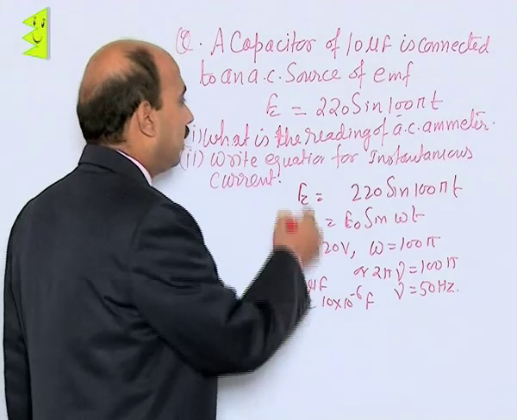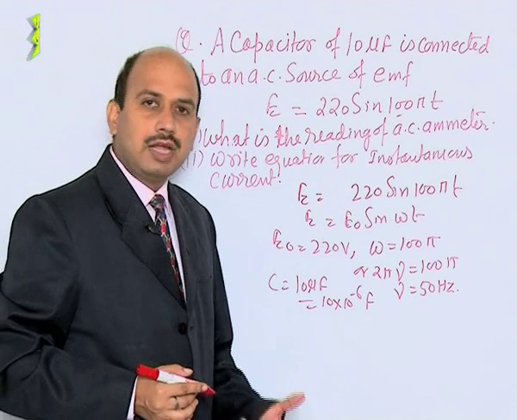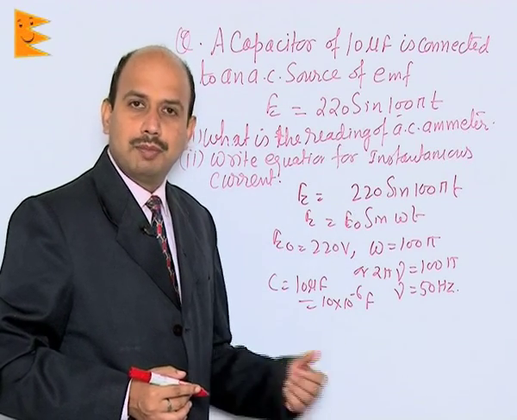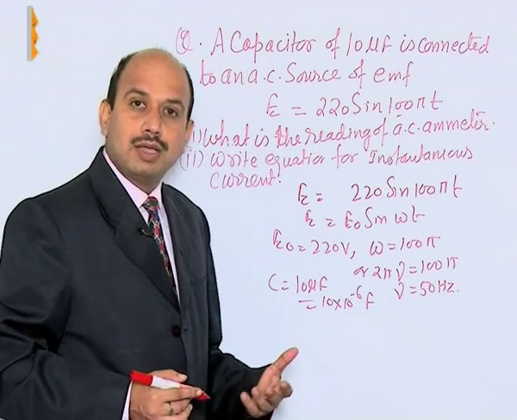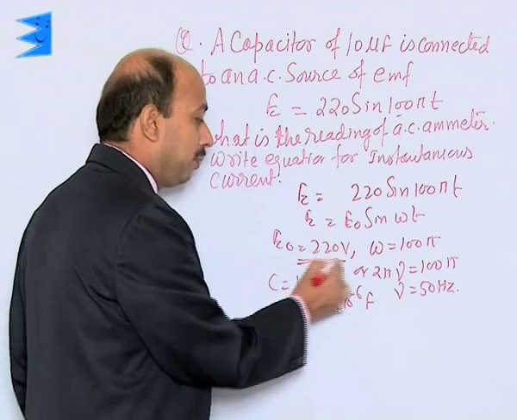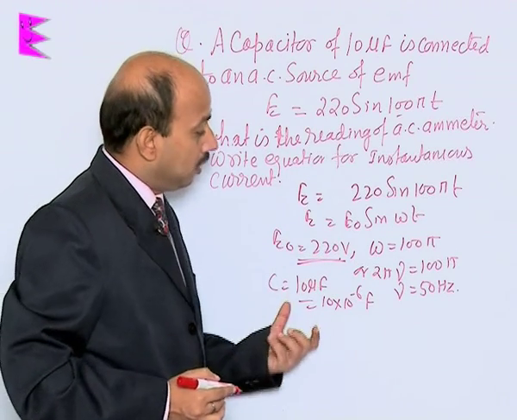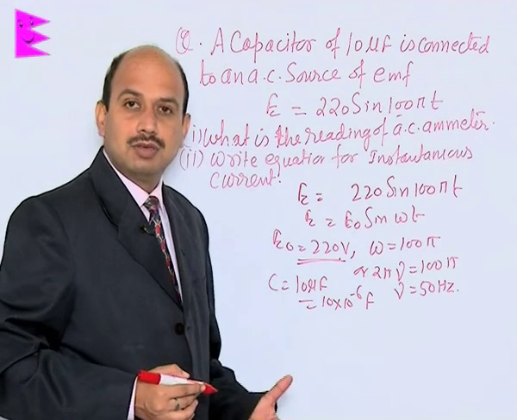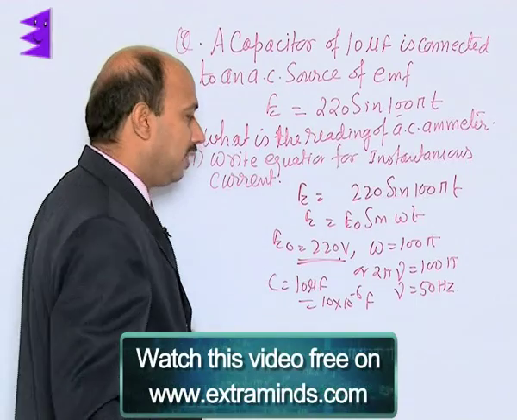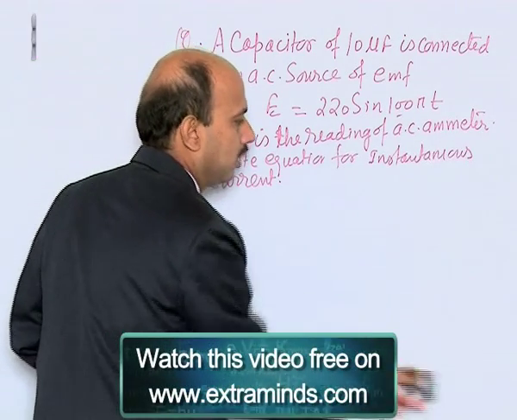Now, we have to calculate what is the reading of the AC ammeter connected in the circuit. That means that will be the IRMS or the current shown by the ammeter here. So, we have to calculate the IRMS value. For that, we have been given the peak value of EMF, but we have not been given XC. So, first we have to calculate the resistance offered by the capacitor. So, now let us calculate the resistance offered by the capacitor.